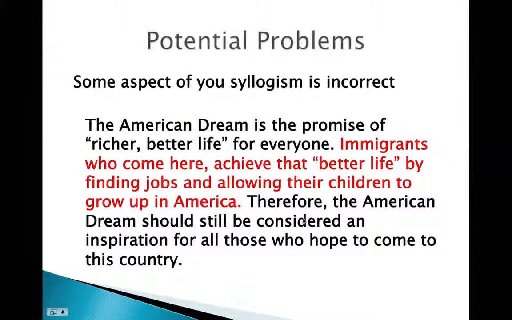Some people would argue that some immigrants who come here actually do not achieve that better life. So therefore, even if the first part is true, this second part may not follow. And then you get to the third part, the conclusion. Even if you accept the first two parts, you could still say that this is not true because of this word all. All those who hope to come to this country may actually not be best served by trying to follow their American dream. So you can quibble with just about any part of the syllogism. Major premise, minor premise, or conclusion.